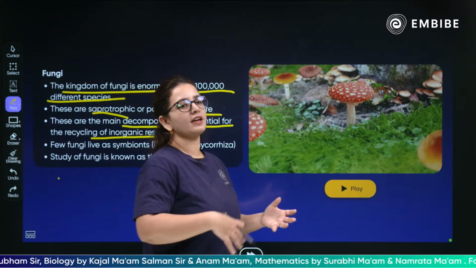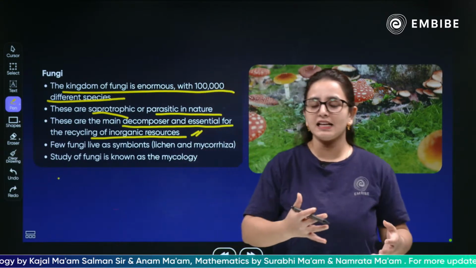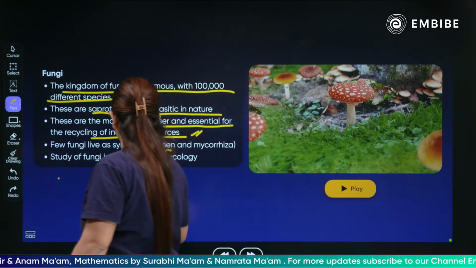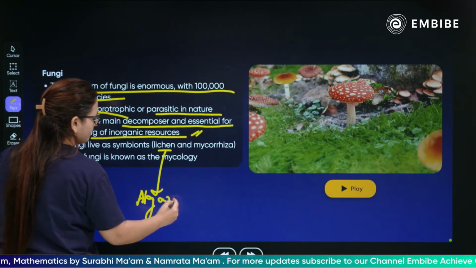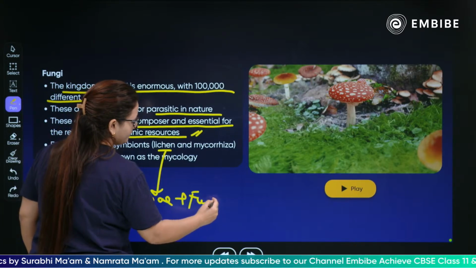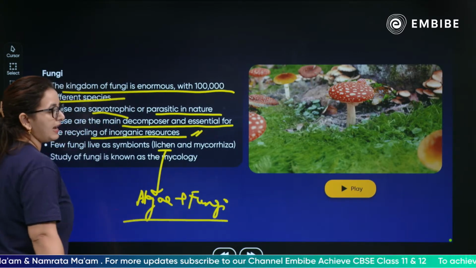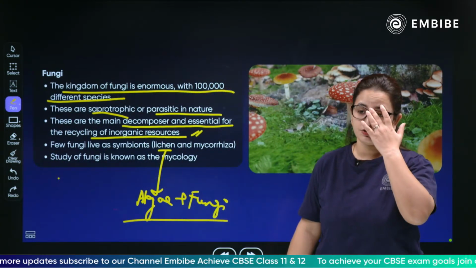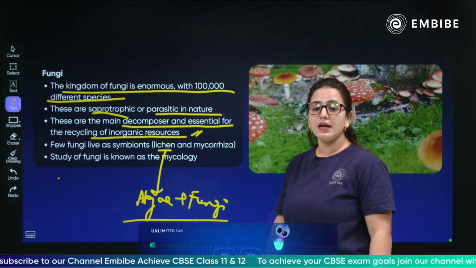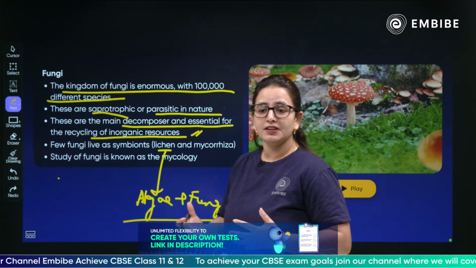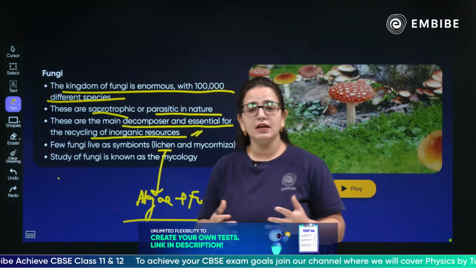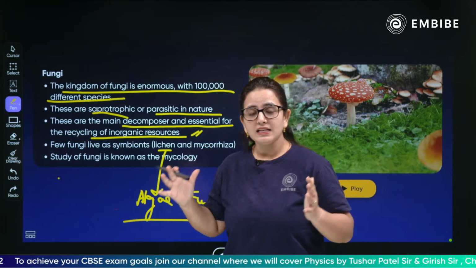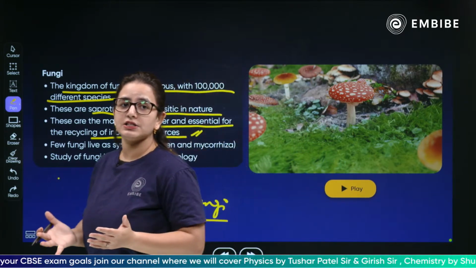Some examples: fungi form an association with algae, which is the lichen. So algae plus fungi is a lichen. Then there is mycorrhiza, which is an association with the plant roots. So what do they do? They benefit from each other, living as symbionts in a mutual relationship.